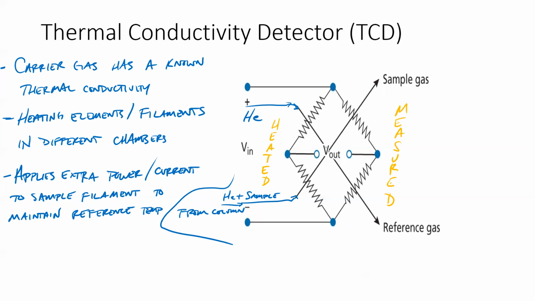And in order to raise that temperature back up, they have to add more power, more current to that sample filament so that it matches the reference. And the amount of current that they add tells us the amount of analyte that's in the sample, right? And so the amount of current is proportional to the amount of sample.